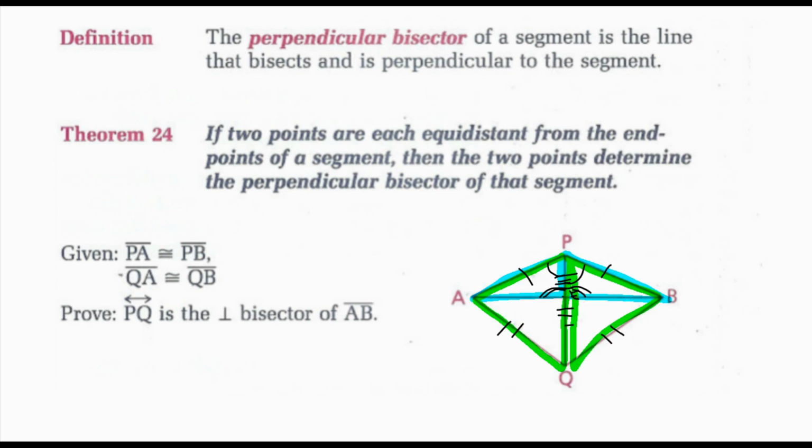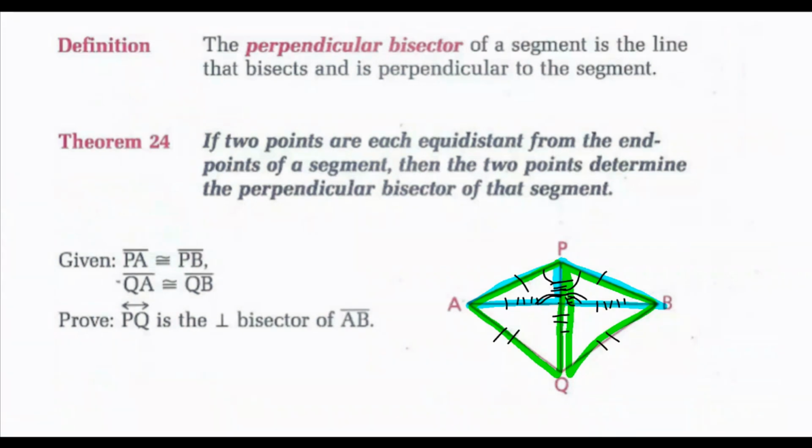I also know that segment AE is congruent to segment EB by CPCTC. Now that I've shown line PQ is both perpendicular and bisects segment AB, I know it's the perpendicular bisector of the segment. Now, if I want to use this theorem in a proof, I can use this shorthand version. So if equidistant, this is a general diagram that I can draw for equidistant, then I am the perpendicular bisector.